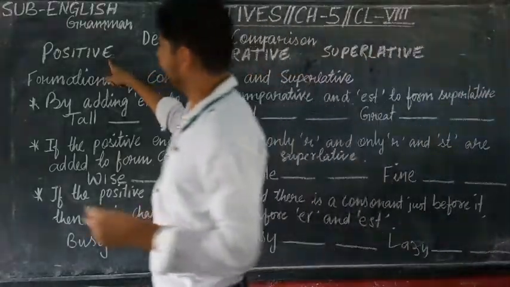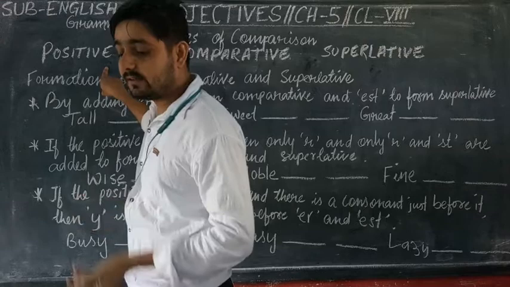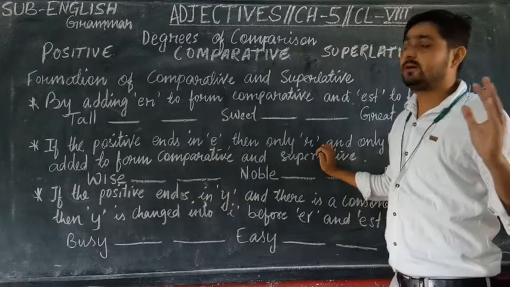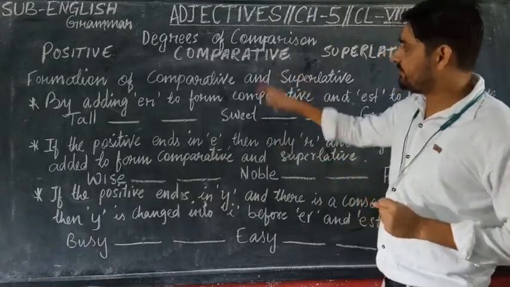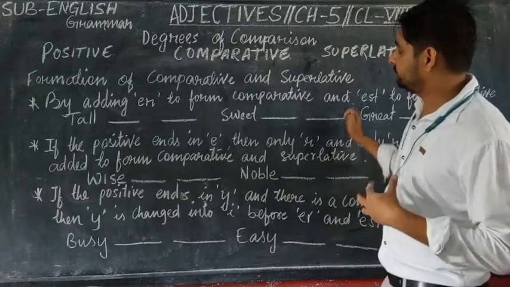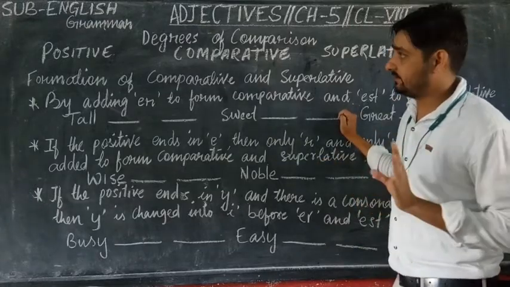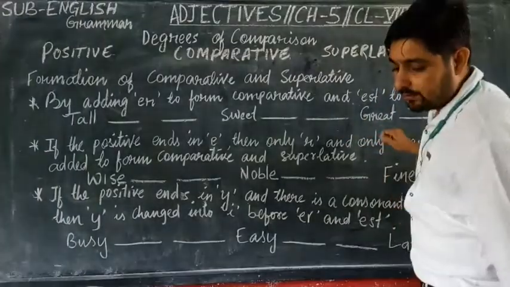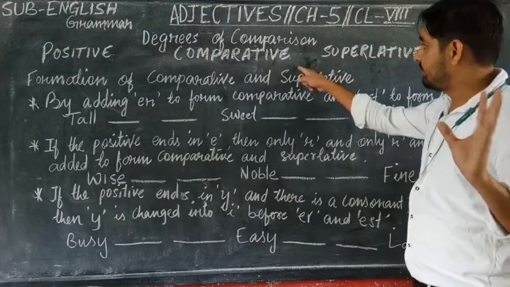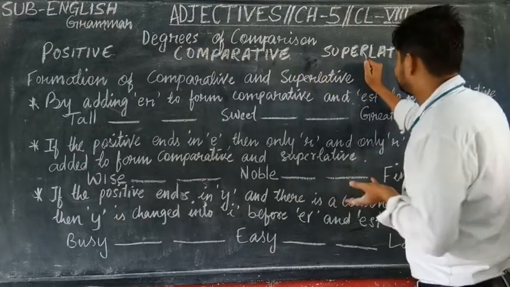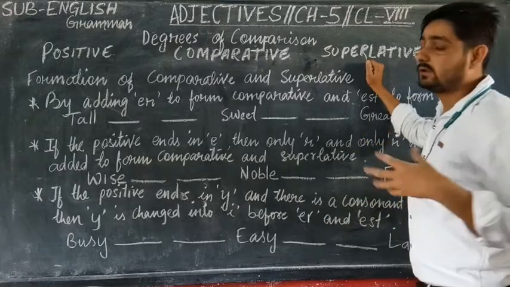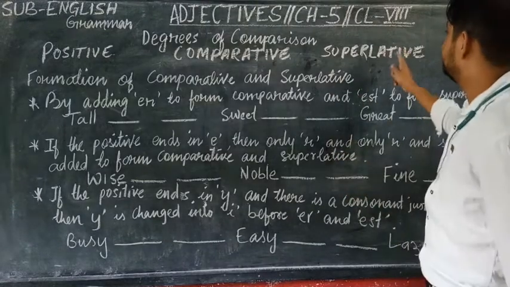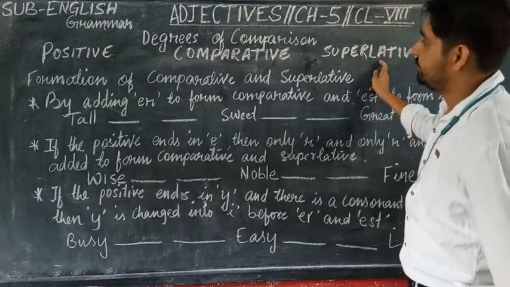Positive degree of comparison, what is this? This degree we use when there is no comparison made. Comparative degree is used when there is comparison between two things. And superlative degree we use when more than two things are compared, and this is the highest degree of comparison.